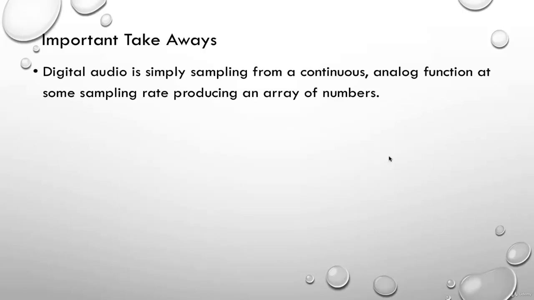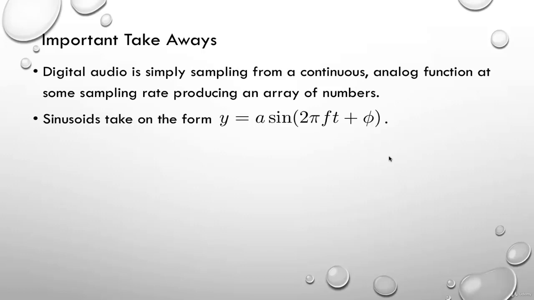Okay, so here are some important takeaways from this lecture. Digital audio is simply a sampling of a continuous analog function at some rate, and you have an array of numbers that represent that audio. Sinusoids take on this form, where A is the amplitude, f is frequency, and phi is the phase. This is a way to write a sinusoid that makes it easy to spot the frequency information, which is what we want.